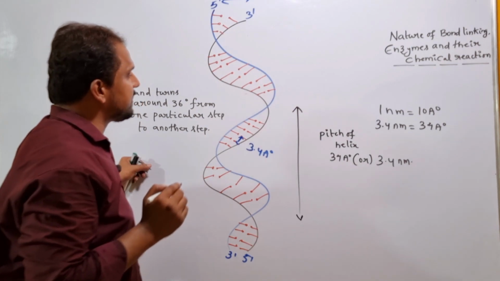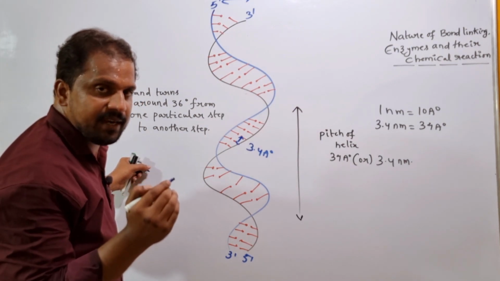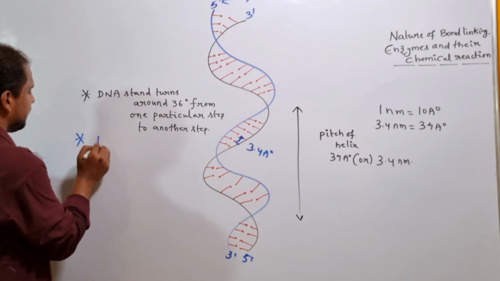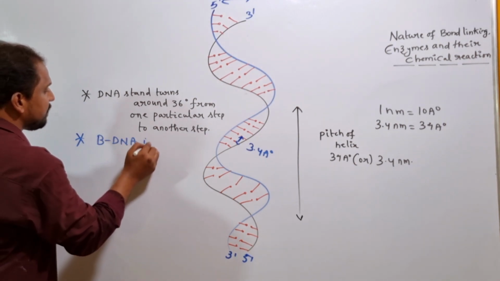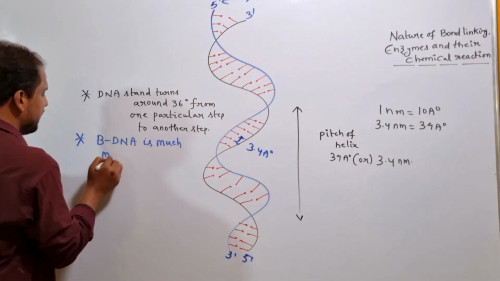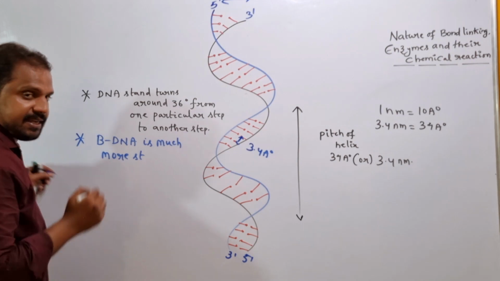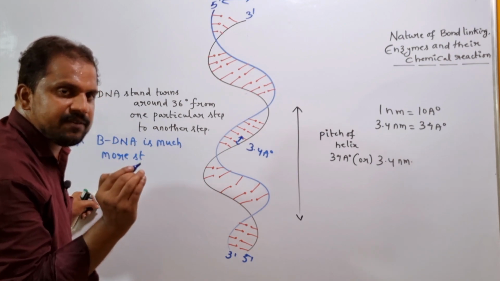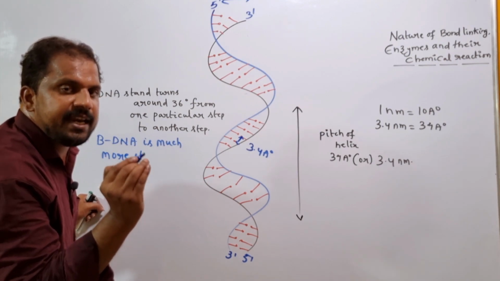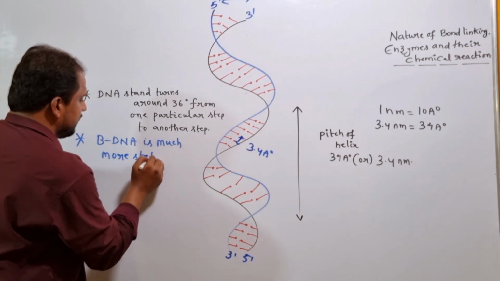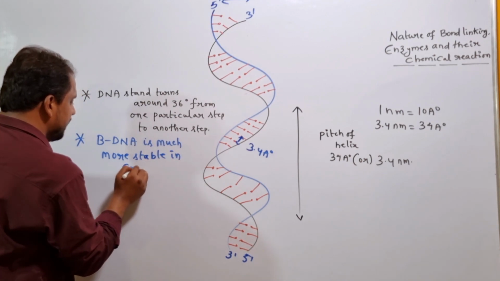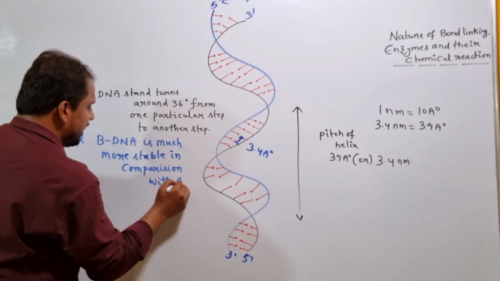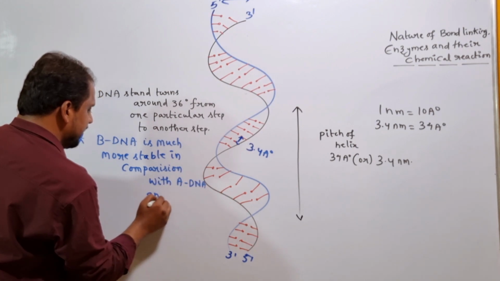So all these are the various salient features which are a part of the Watson-Crick model. And the specific Watson-Crick model DNA is termed as B-DNA. So B-DNA is much more stable in comparison with A-DNA and Z-DNA. In general, there are three types of DNAs, and these include A-DNA, B-DNA and Z-DNA. In comparison with A-DNA and Z-DNA, B-DNA is much more stable.